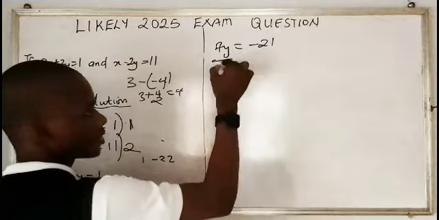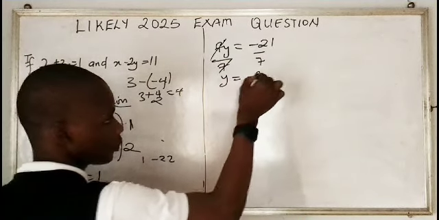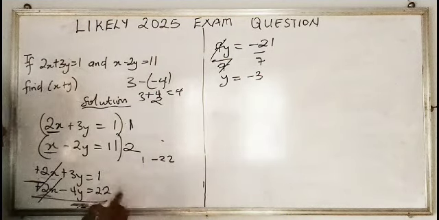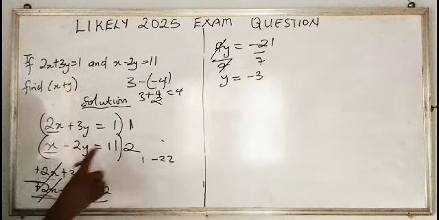So divide both sides by 7. We are having y is equal to minus what? 3. So it therefore means that the value of y is minus 3, isn't it? So that is that.